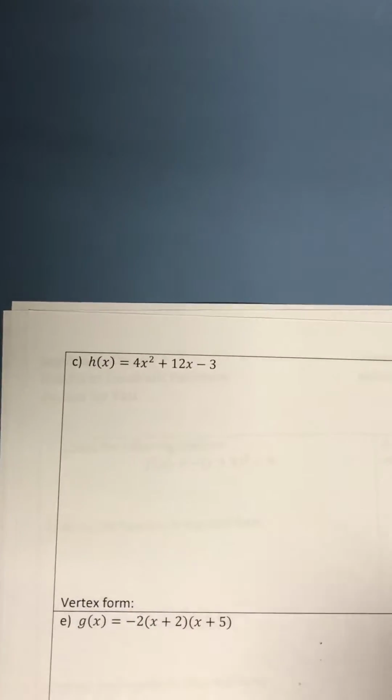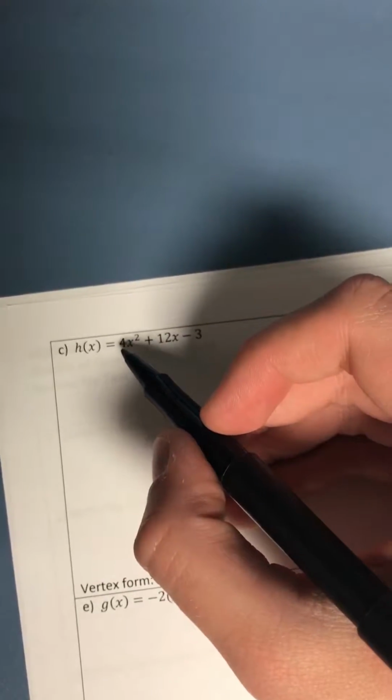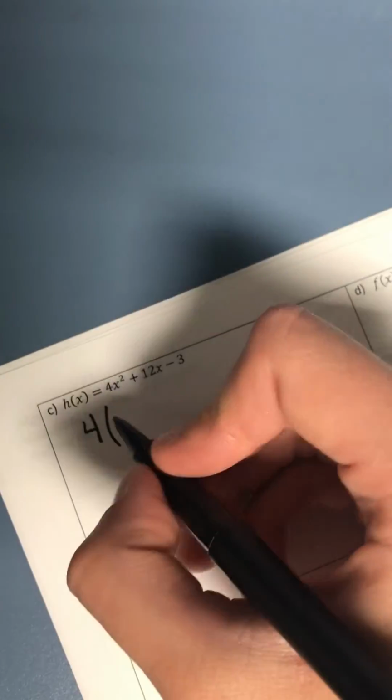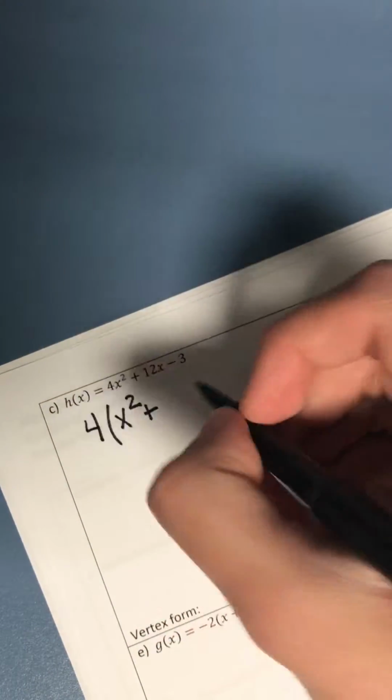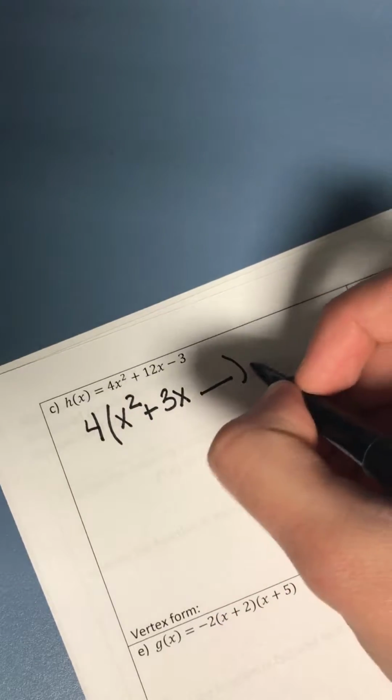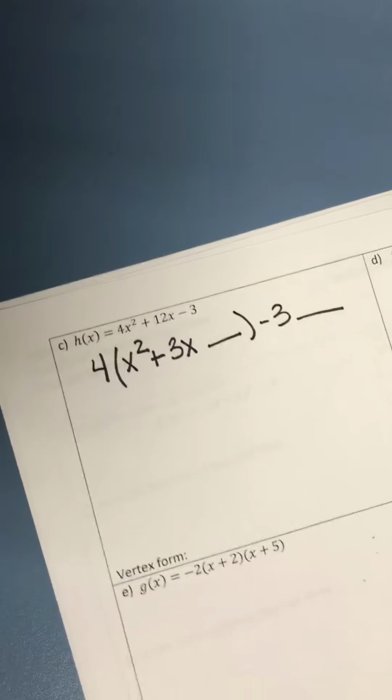Okay, I also want to get this one in vertex form, but this time I've got two things that I need to kick out. I need to kick out this leading coefficient and the -3 at the end. So when I factor my 4 out, I have to remember to factor it out of both of my two terms here. So I should have 4 times x squared plus 3x and then a blank space, and then your -3 and another blank space.